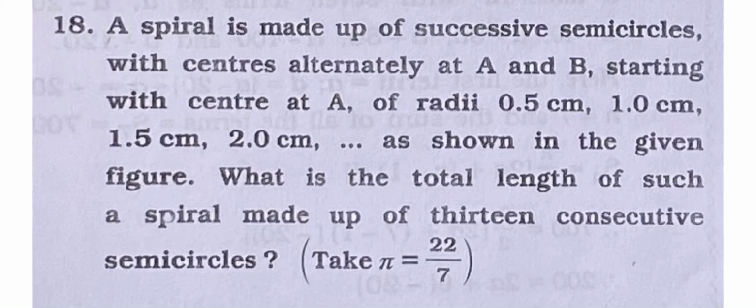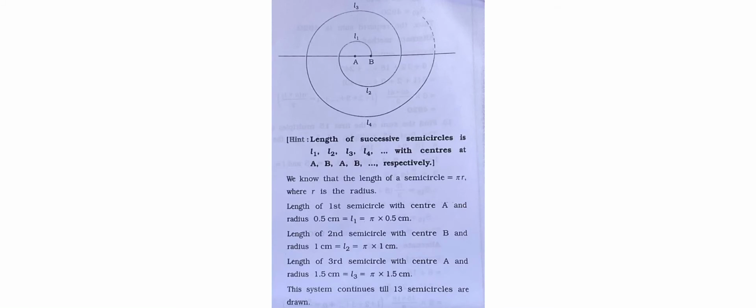A spiral is made up of successive semicircles with centers alternatively A and B, starting with center at A of radii 0.5 cm, 1 cm, 1.5 cm, 2 cm as shown in the given figure. What is the total length of such spirals made up of 13 consecutive semicircles? We will try to understand this question with the help of the diagram given to us. Here the lengths of semicircles are denoted by L1, L2, L3, L4, etc.